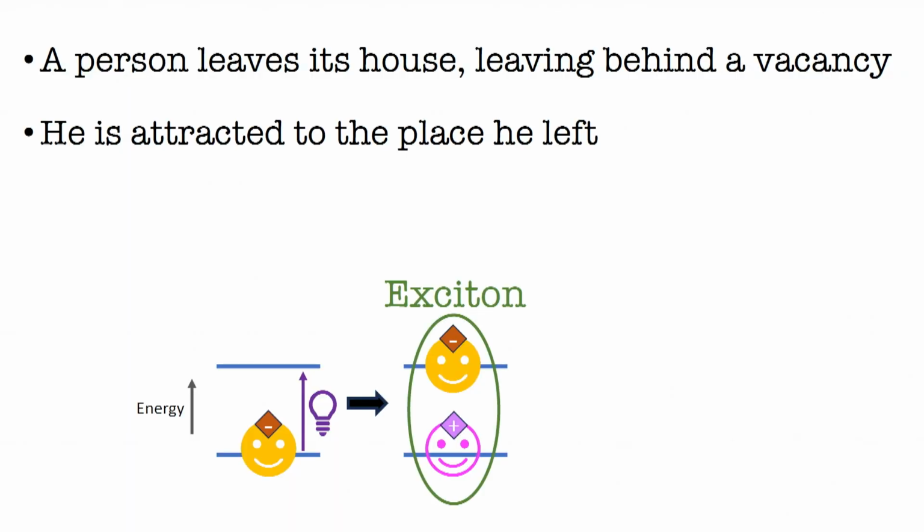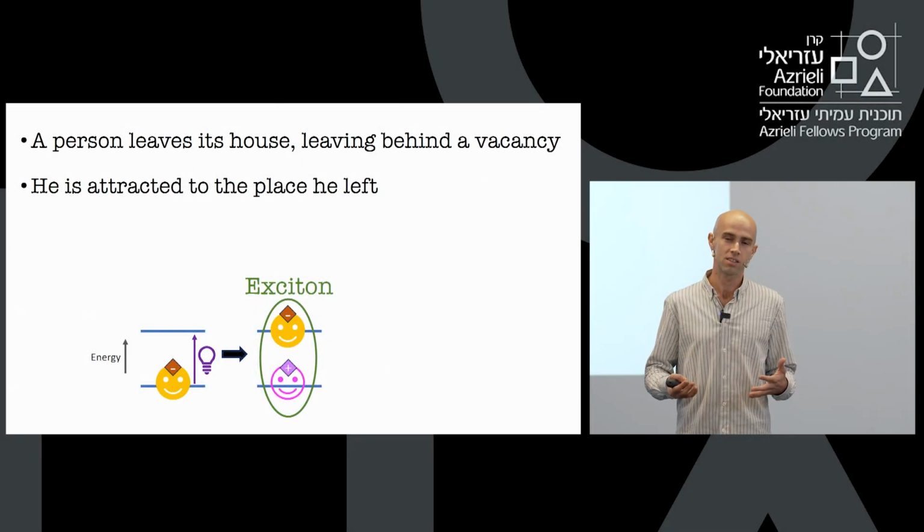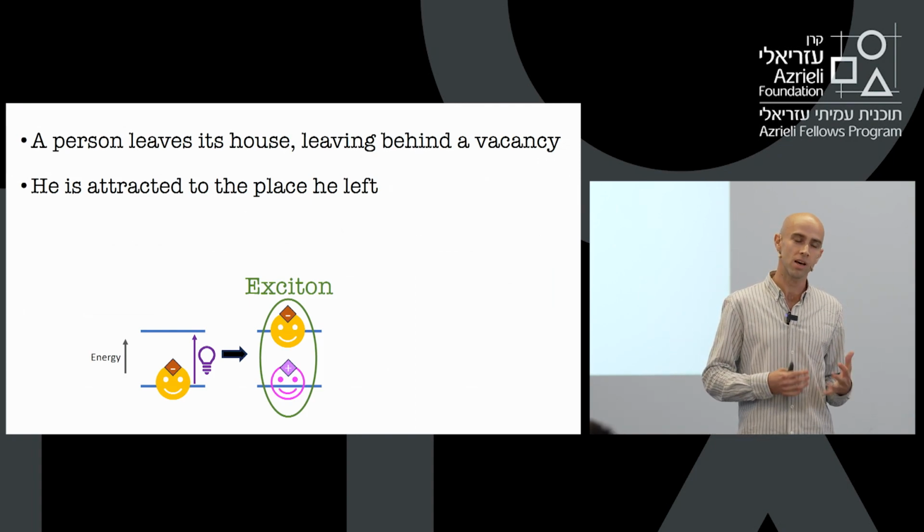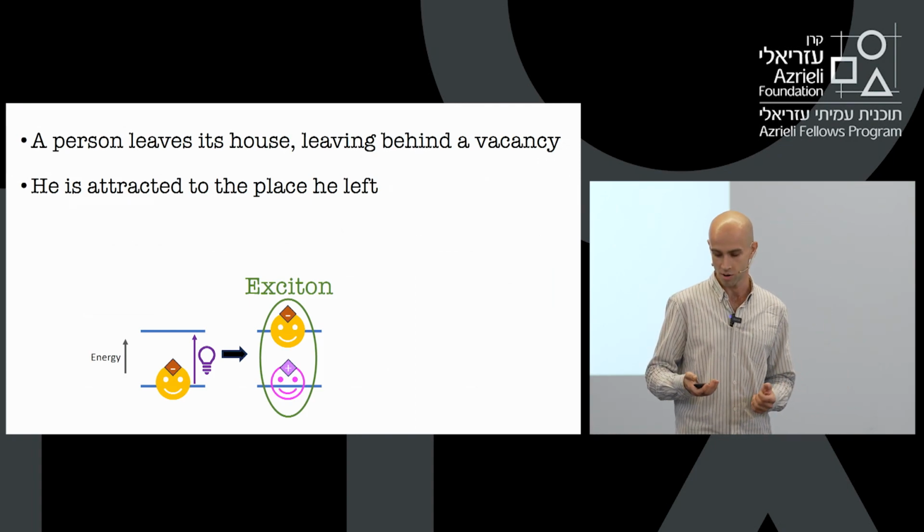As the person enjoys his vacation, he also misses the place and memories he left behind. And similarly, in the material, the negatively charged electron and the positively charged hole are attracted because particles with opposite charges attract. And in some materials, this attraction creates a new particle called an exciton, from the word excited. These excitons are basically made from the pairing of the electron and the hole.